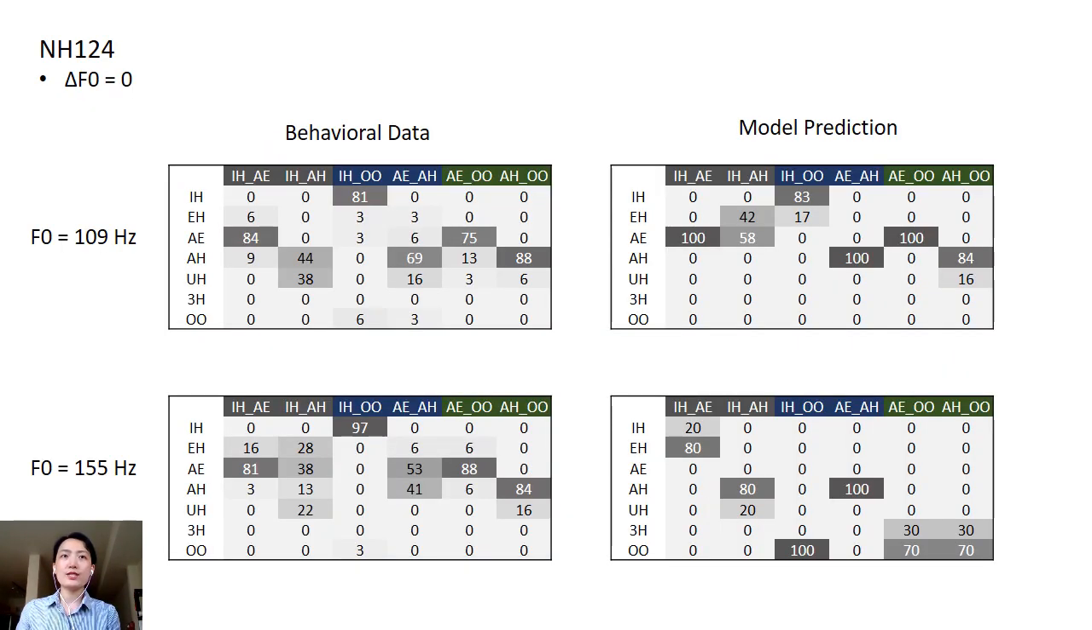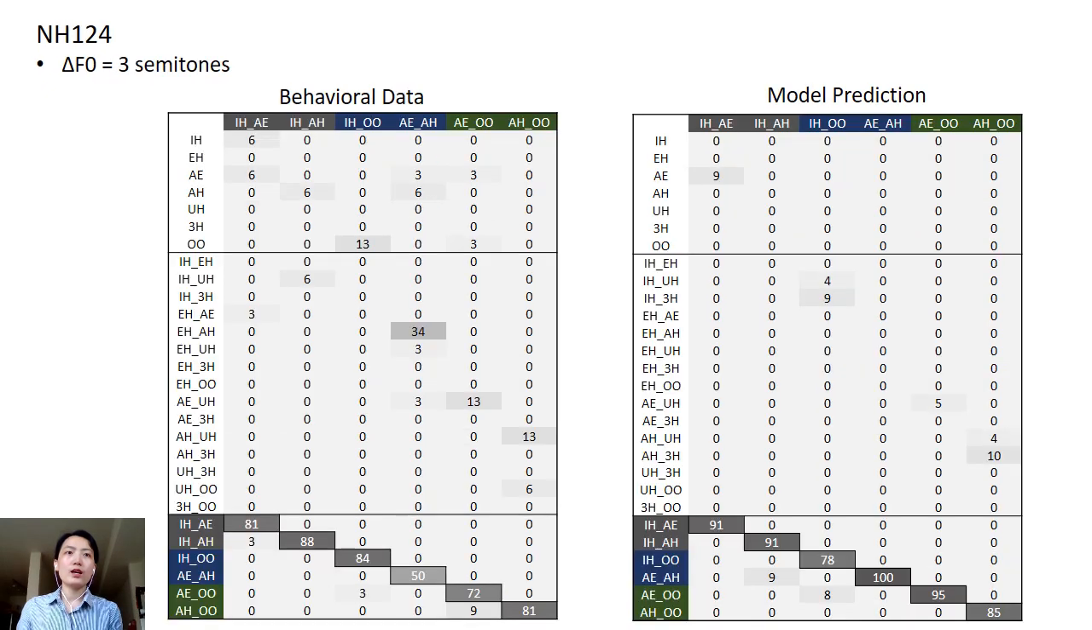Here are the behavioral data and the model prediction of one of our normal hearing subjects for same F0 condition. The subject's data are on the left and the model prediction on the right. In general, the model was able to capture the general response pattern for the subject when the F0 is lower. For higher F0, the model made more mistakes, especially when U was presented. Here are the data and prediction when the F0s are different. In general, the model was able to predict both vowels correctly, just like the subject.